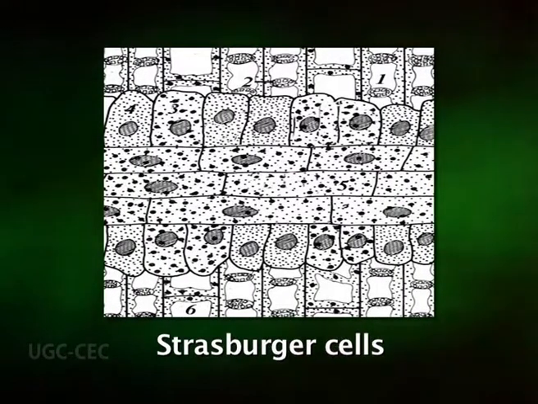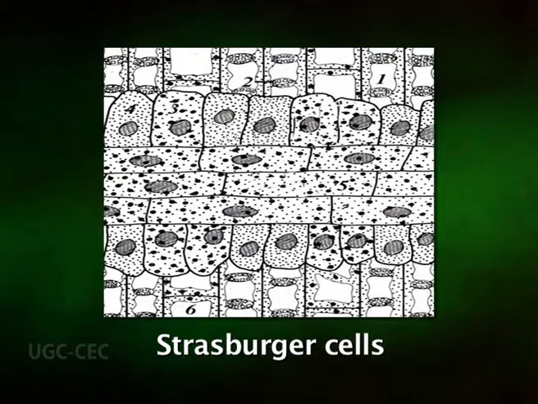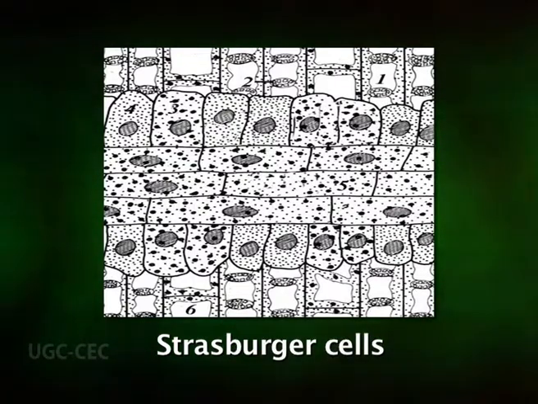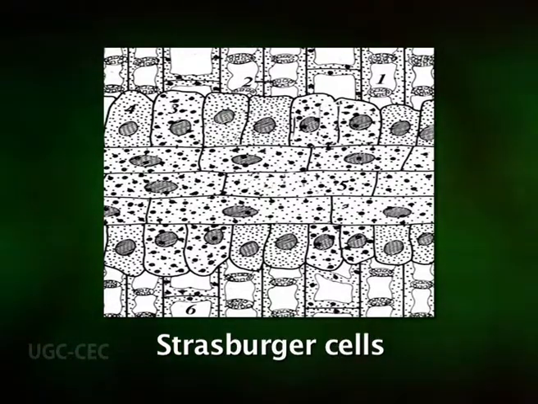Like the protoplast of the companion cells, that of Strasburger cells has very dense protoplasm containing abundant ribosomes, extensive rough endoplasmic reticulum, numerous mitochondria, plastids which may contain starch grains, and a prominent nucleus which may be lobed. Also a large vacuole may develop.